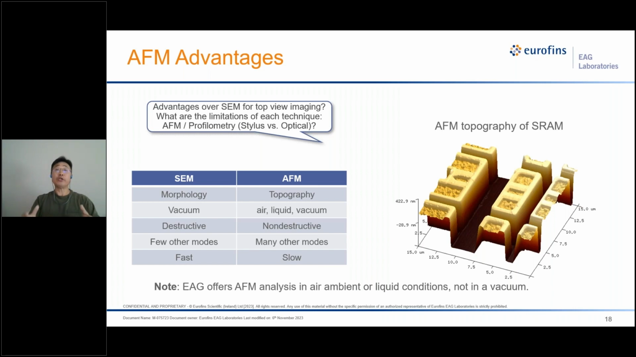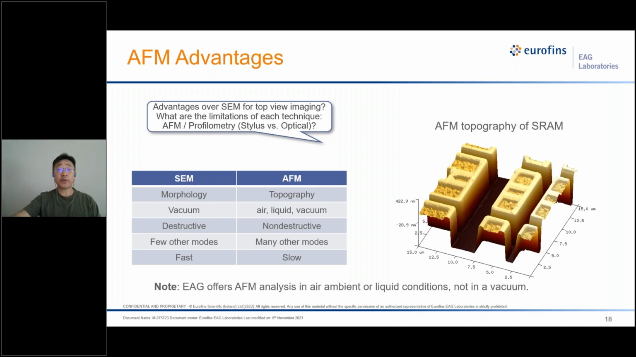On the other hand, you can do AFM analysis in all environments: air, vacuum, and liquid. In addition, with AFM, you have more than 24 other modes. You can study various physical properties of samples, while SEM is limited to a few additional methods. The drawback is AFM is slower than SEM, and large and complex structure analysis can be challenging with AFM.